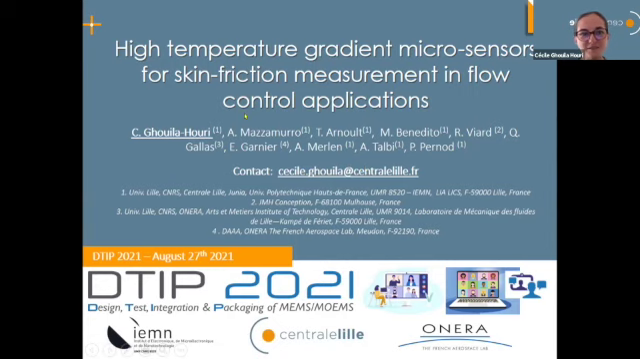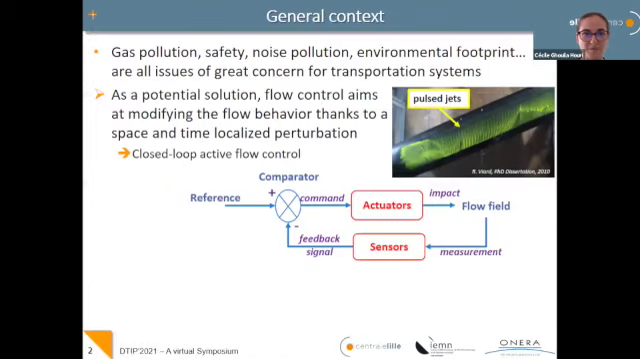So yes, today I'll talk about skin friction microsensors that we developed in the IEMN in the aim of flow control applications. And this project is done with numerous people, including some people from the ONERA, which is our main collaborator for this subject. So the general context of this research is the one of transportation systems with many issues like gas pollution, issues of safety, noise pollution, etc.